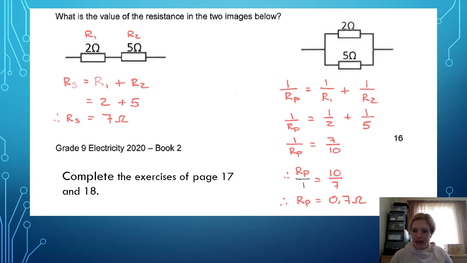The 2 steps in the middle there are not absolutely vital. You don't have to draw them in, but sometimes it helps. Like with the previous example, you could have just flipped 1 over 2 and 1 over 5, and you would have come to 0.7 ohms. Make sure you flip it in the end. It's very important. Okay, so I think that is it for today.